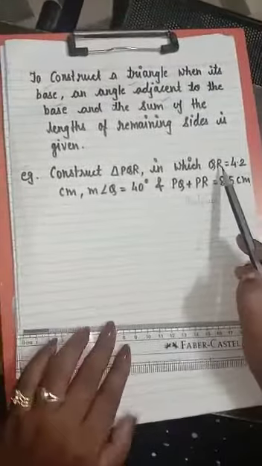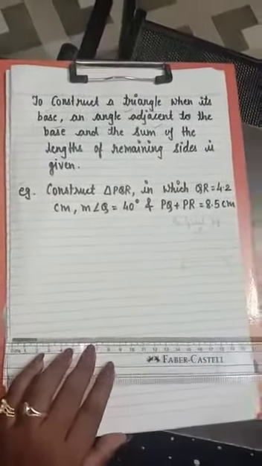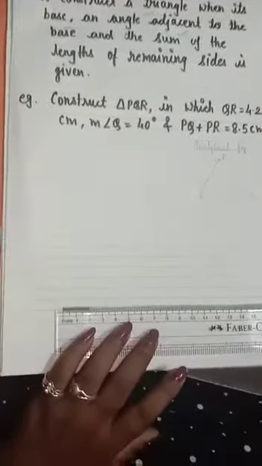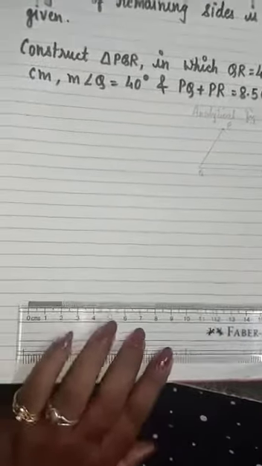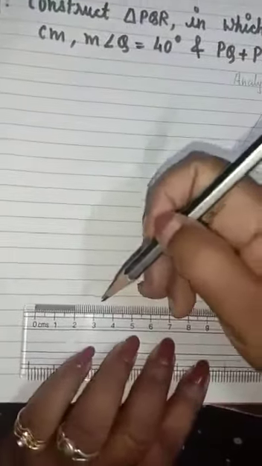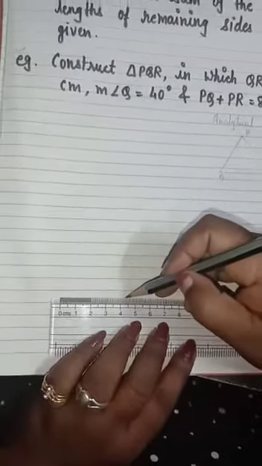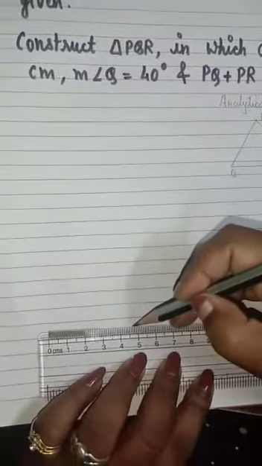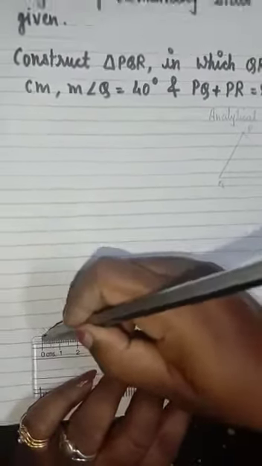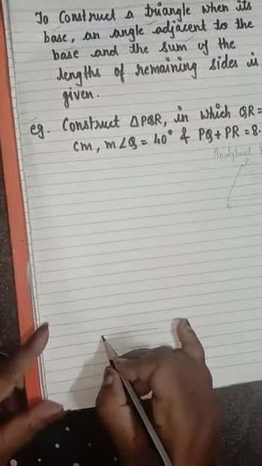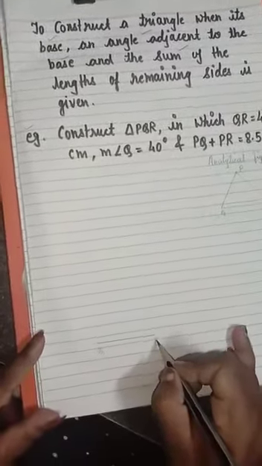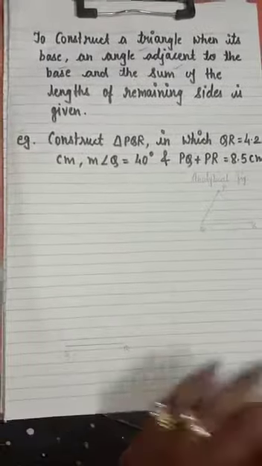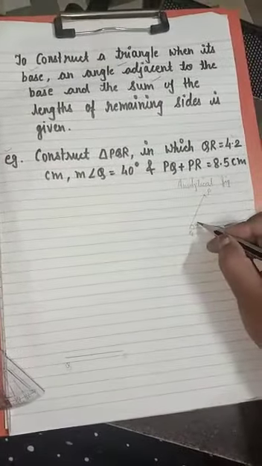Now we'll draw the fair figure. Now for the fair figure, what I am going to do? I will draw base QR is equal to 4.2. So base QR is equal to 4.2. So this is base 4.2. And I'll give the name here as analytical figure. I've given QR. So I'll write here QR. Then angle Q is 40 degree.